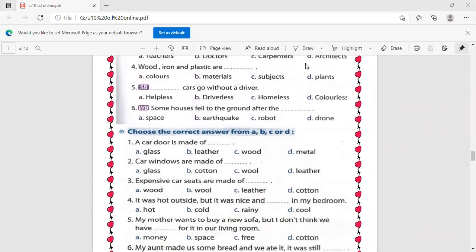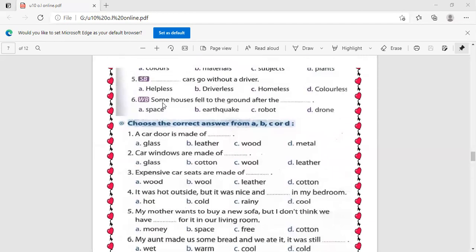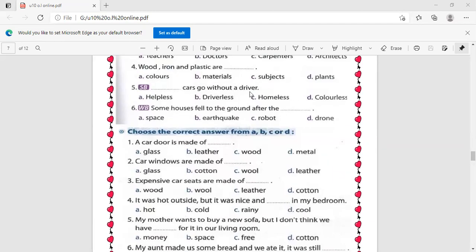Number five, Ahmed. Ahmed, number five, please. Okay. Cars go without a driver. Driverless. Driverless, excellent. We said less gives the opposite meaning of the word, okay? Like useless, okay? Helpless, okay? Thank you. Okay, I want a car like this.